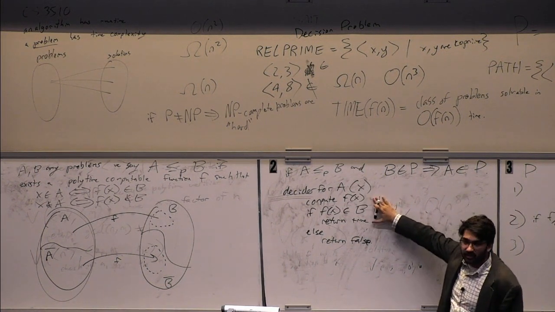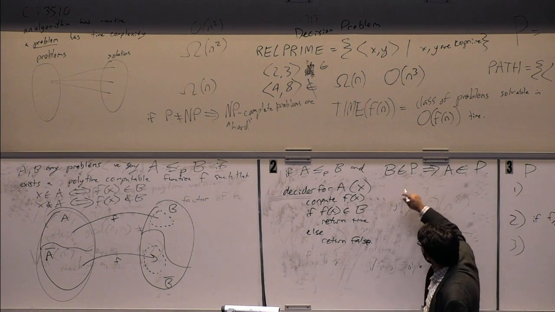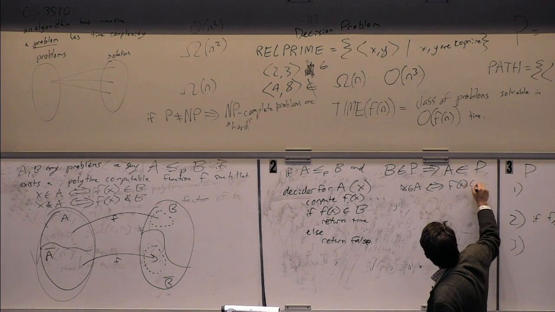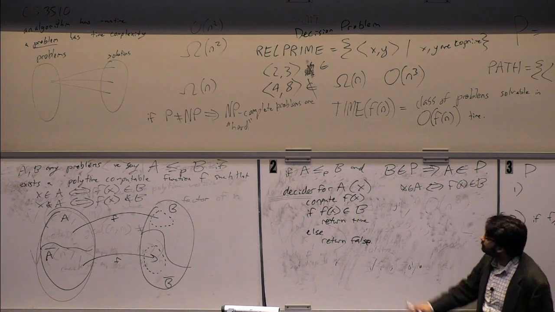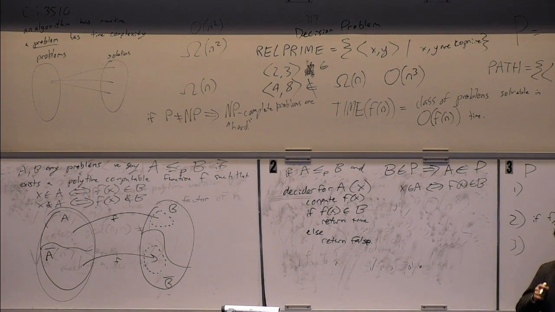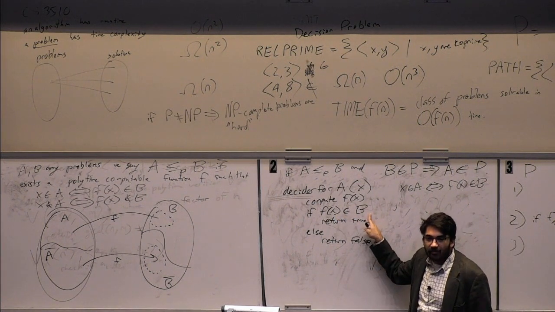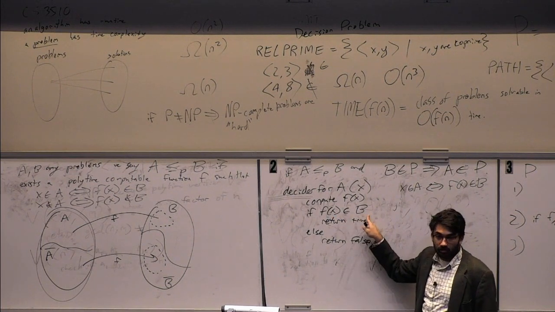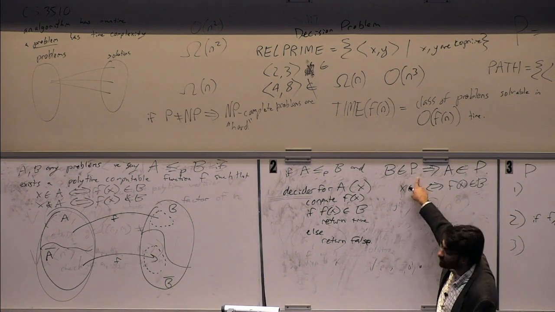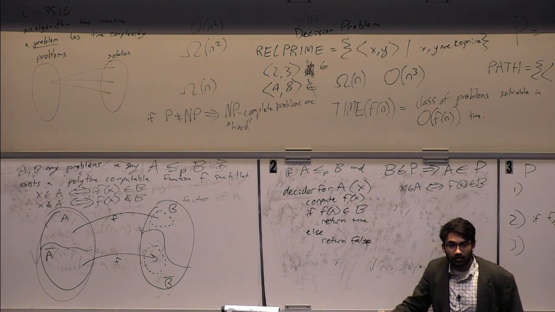First off, computing f of x takes polynomial time by assumption that it's a polynomial time reduction. We know that f of x is a function such that x is in A if and only if f of x is in B. That's the reduction, right? So this reduction function f takes polynomial time to compute. You compute the translation. Then you simply check if f of x is in B or not. Given the translation, is this in B? You run the polynomial time algorithm for B by assumption that B is in P. Given that, you can determine whether x was in A or not in A.